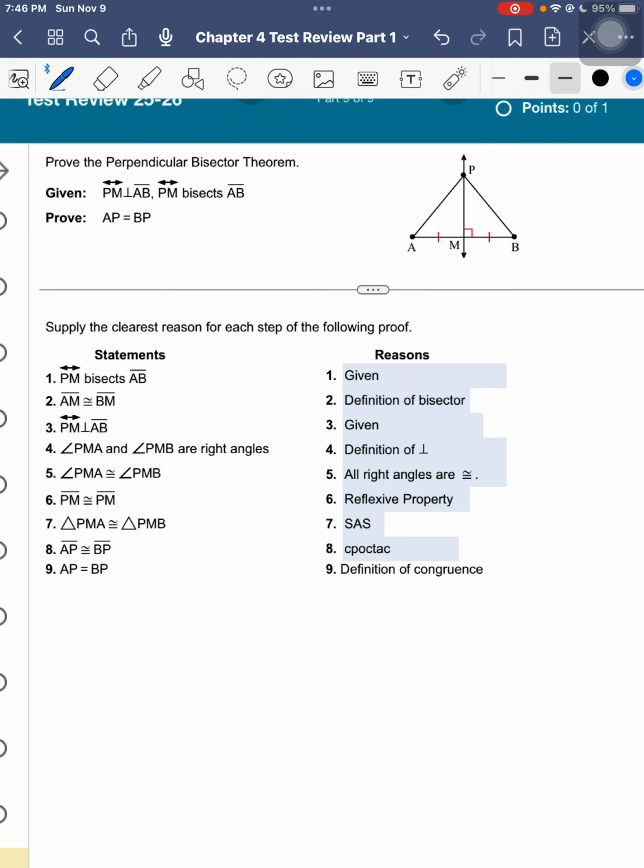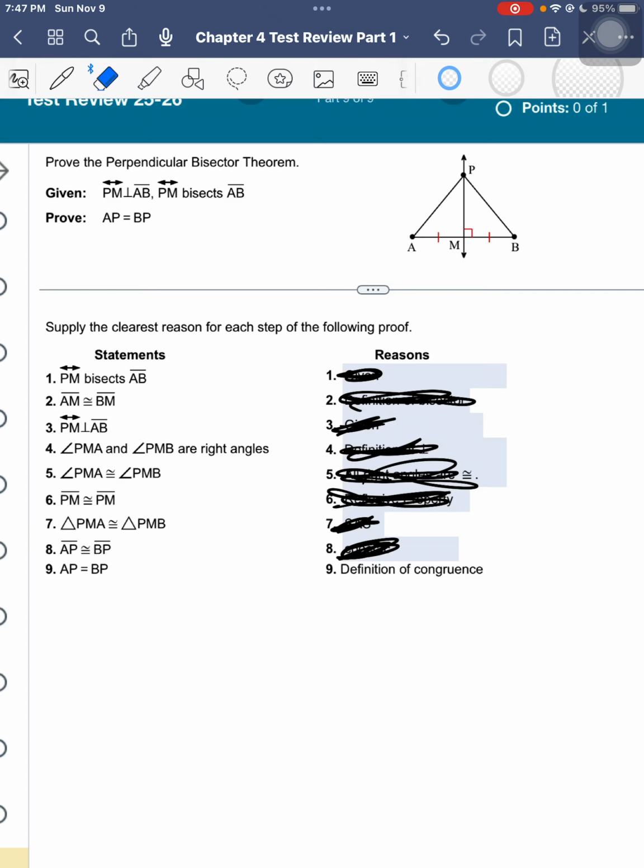Okay, so here I have the dreaded two-column proof, right? If we did this from scratch, let's start with this first one. Line PM bisects AB. How do I know that? It's given. It's right here, up here on the given. So given.